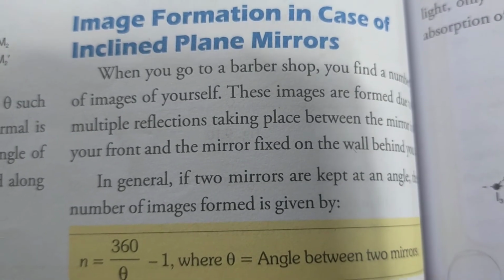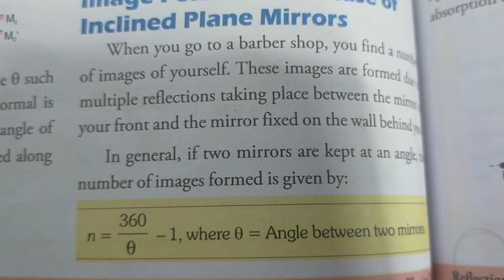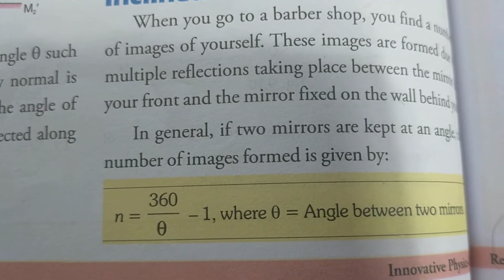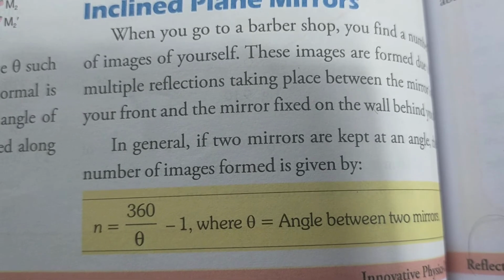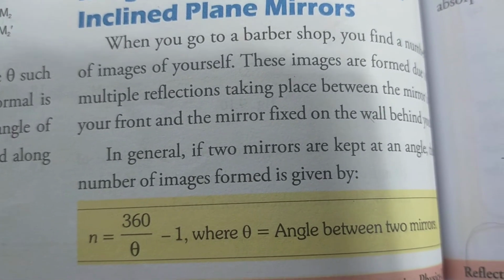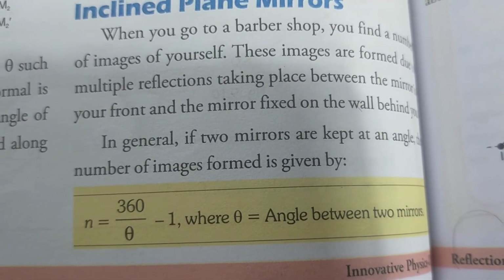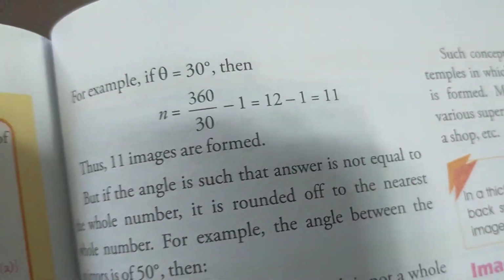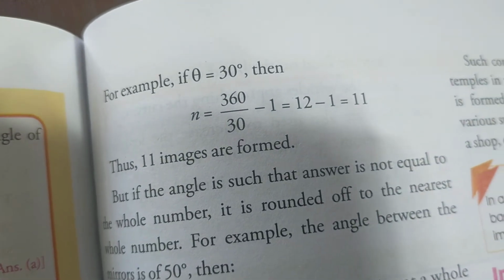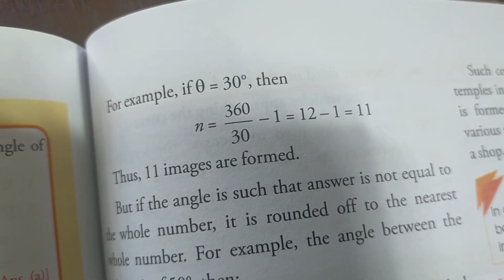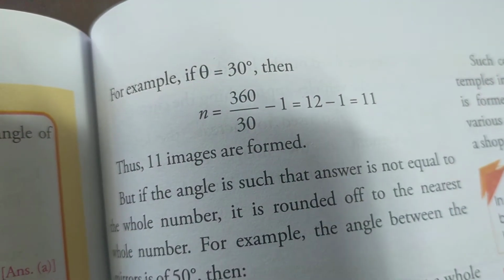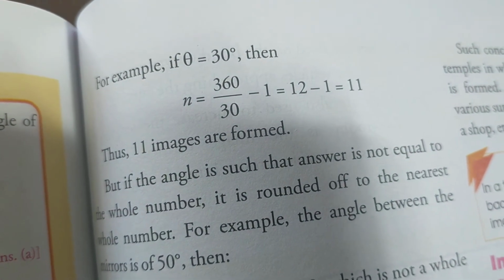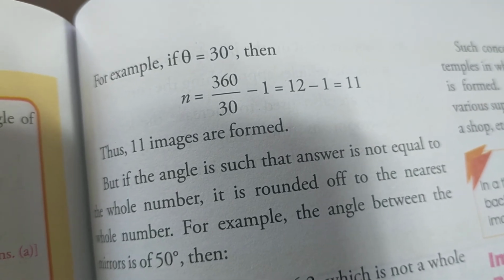Now the number of images formed is given by n equals 360 by theta minus 1. So what is theta here? Theta is the angle between the two mirrors and n is the number of images formed. Now if we consider two mirrors at 30 degrees, what will be the number of images formed? If theta equals 30 degrees, substituting in the formula, 360 by 30 is 12, so 12 minus 1 is 11.